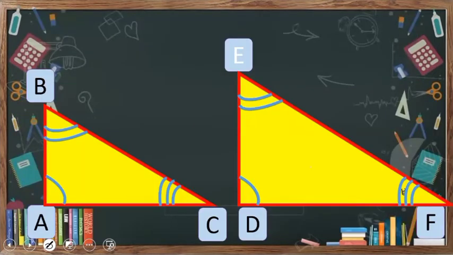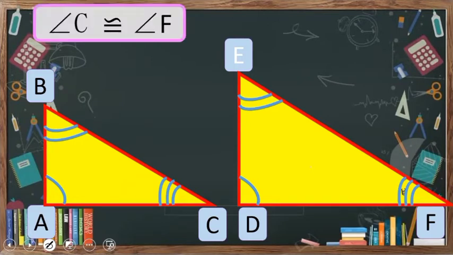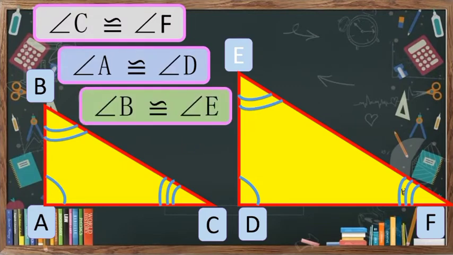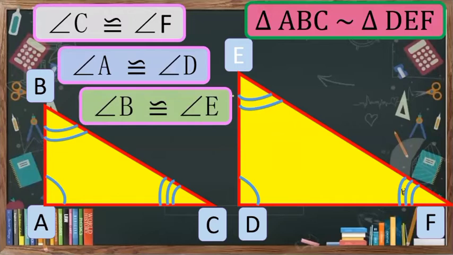Now look at this picture of two triangles. The corresponding angles here are angle C, which is congruent to angle F. Angle A is congruent to angle D. And angle B is congruent to angle E. As you can notice, the two triangles are not exactly the same size, but all of their angles are congruent to each other. Therefore, triangle ABC is similar to triangle DEF by AAA similarity postulate.